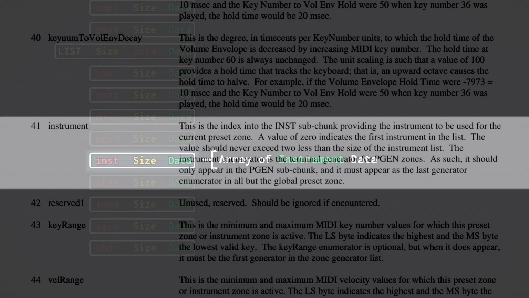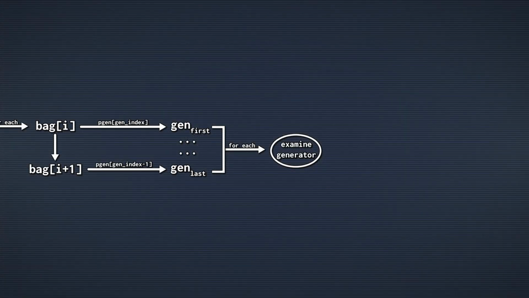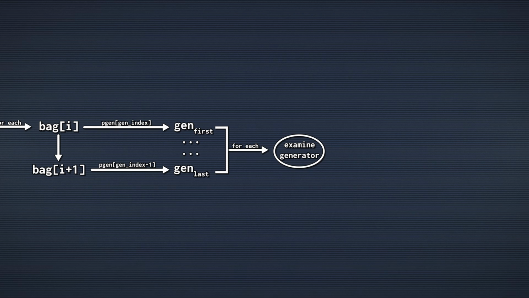If this generator is missing from a preset bag, then it's considered a global preset. That means its generators apply to all other bags of this preset. So again, with the instrument generator, we get the index in the inst chunk where we can find our instrument. Note, however, that as far as I'm aware, many other generators can appear at the preset level. I just haven't seen them there before in the wild.